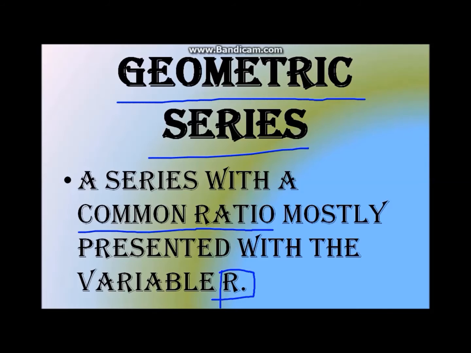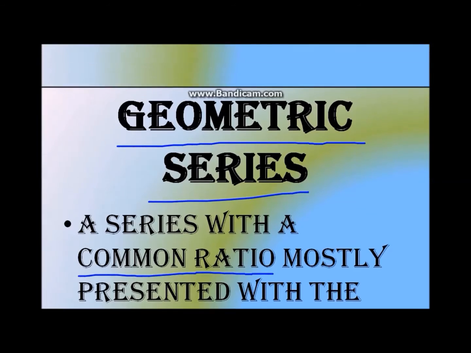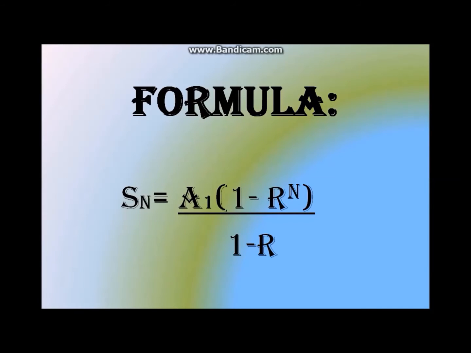Similar to the arithmetic series, the common ratio is mostly denoted by the variable lowercase r rather than the uppercase r. So we will move on to the formula. The formula in the geometric series is almost similar to the arithmetic series. It also has the variable n, which signifies the number of terms, a sub 1, which is the first term, and we will now have the variable r, which is the common ratio of the given sequence.